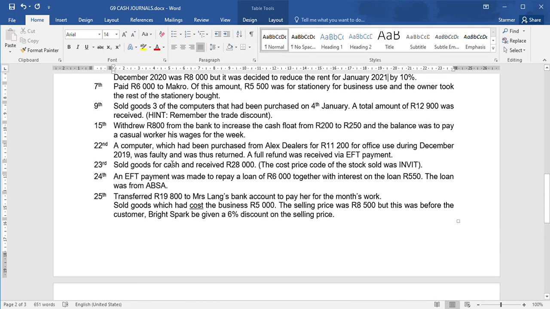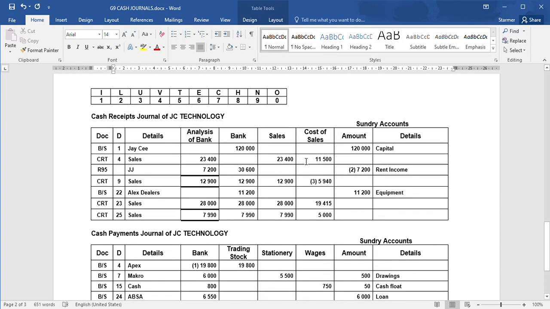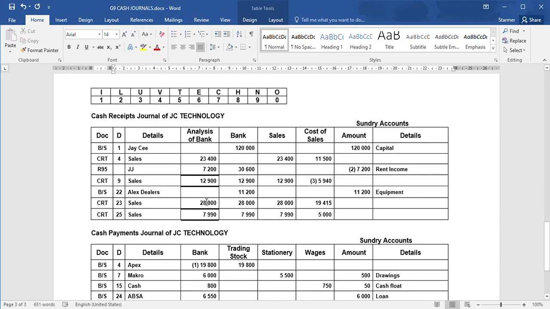The next one: a computer which had been purchased from Adex dealers for office use was faulty and returned, and a full refund was received. And it was via EFT, so nothing under analysis, and one amount here, 11,200 on the bank.